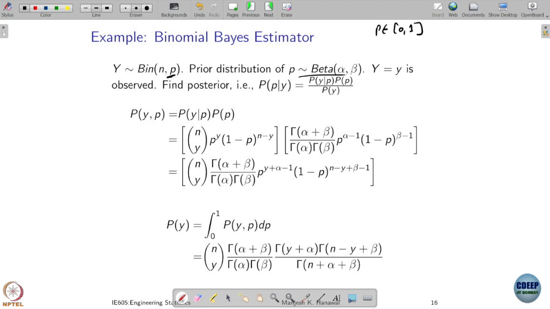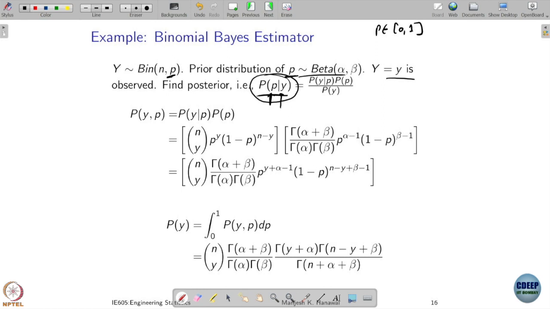And now I want to see that I have observed one sample and I want to see how to compute my posterior probability. So what is the posterior probability? Posterior probability is going to be this, probability of p given y. So p is my parameter and now I observed y. Initially p is assumed to be beta distributed. Now after I observe one sample, what is the new distribution of my p? That is my posterior distribution.